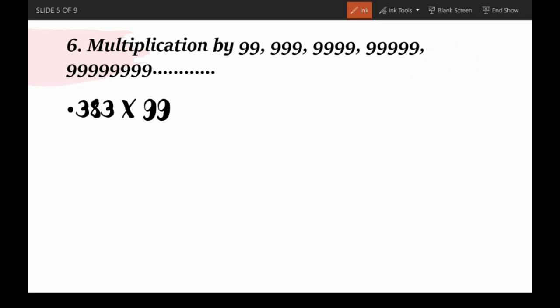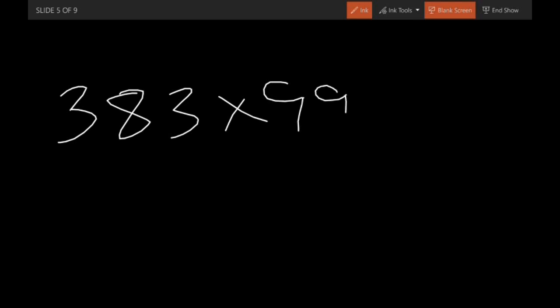So it is 383 into 99. How are you going to solve it? It's simple. The first step is to write whatever we have at the first place. Here at the first place we have 3. It may be 9, it may be 7, it may be 1. Whatever it is at the first place, you are going to write the same number. So here the first number is 3, so write 3 as it is.